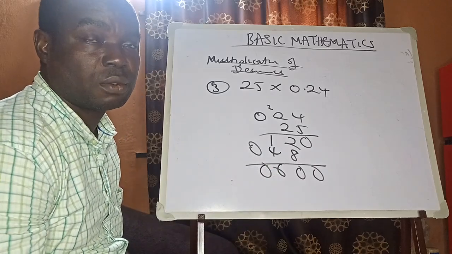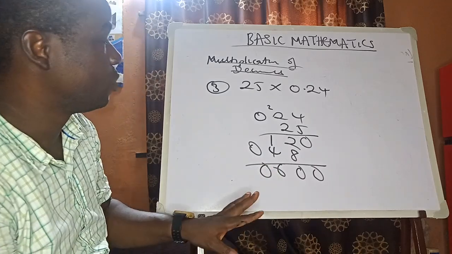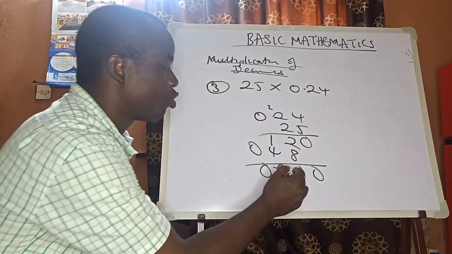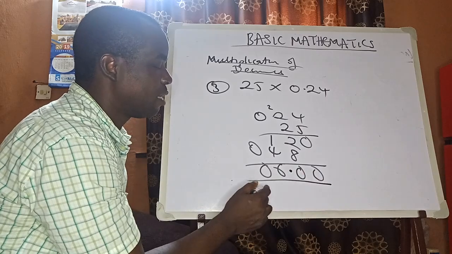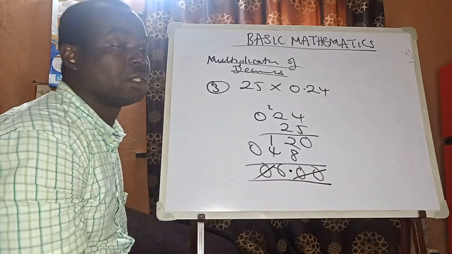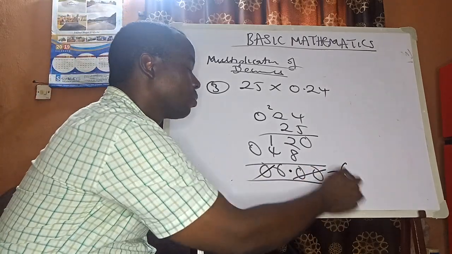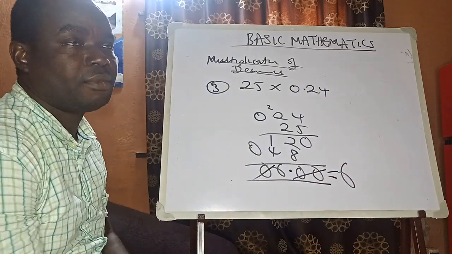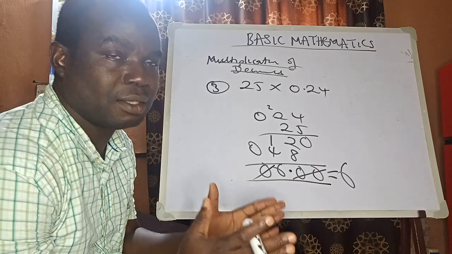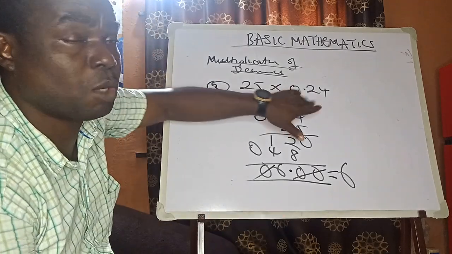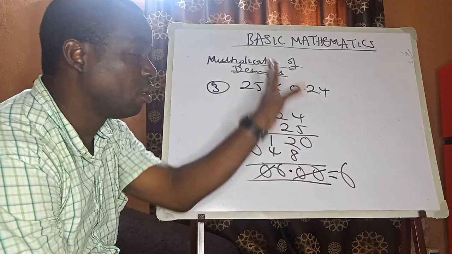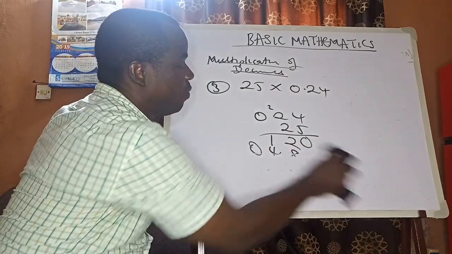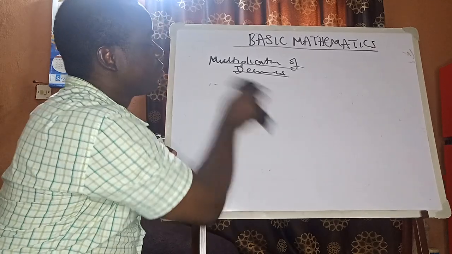Are we good? So now let's finish it up. I have only 2 numbers after the point, so I have 1, 2. Put a point here. So the answer is, these zeros mean nothing. So the answer is just 6. I hope you're clear. That is how to multiply decimals. So you can actually multiply a whole number with a decimal. Just throw all the decimal points away, multiply, and put them back after. Is it clear? Now, let's quickly go to division.